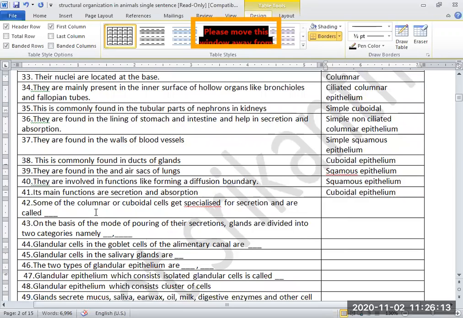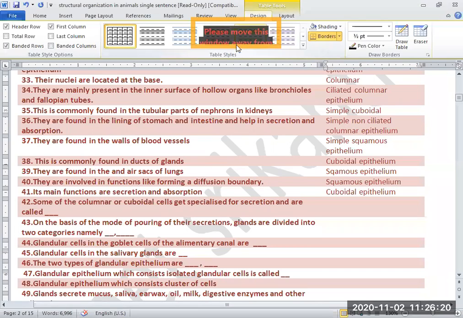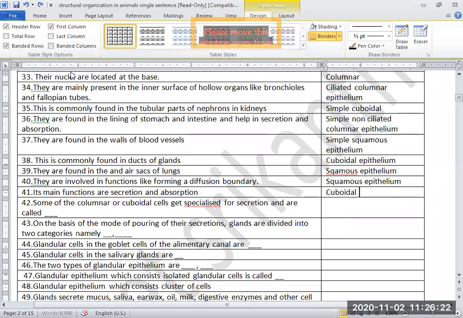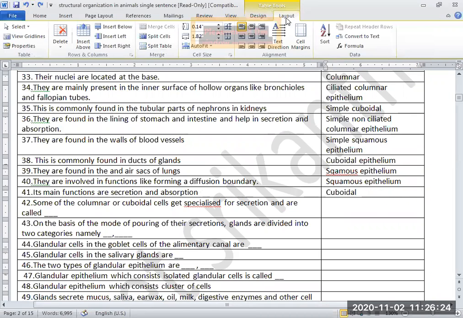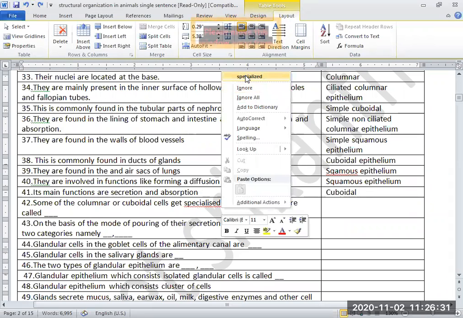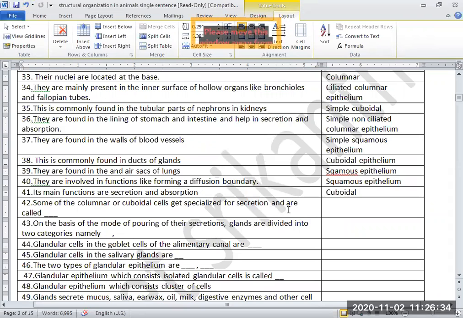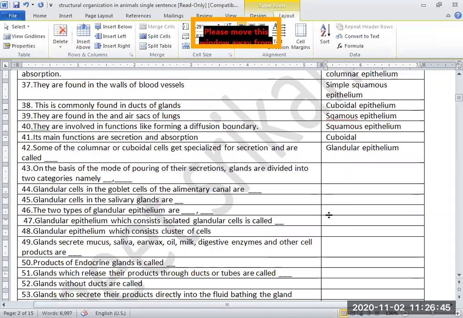Next, some of the columnar or cuboidal cells get specialized for secretion and are called glandular epithelium. Such tissues are called glandular epithelium.